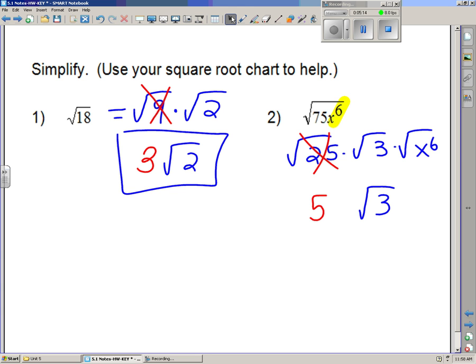Well, the fact that this exponent is even, the square root of x to the 6th is just half of its exponent. So the square root of x to the 6th is just x to the 3rd. And this would be your final answer. As long as your exponent is even, you cut it in half and that's its square root.